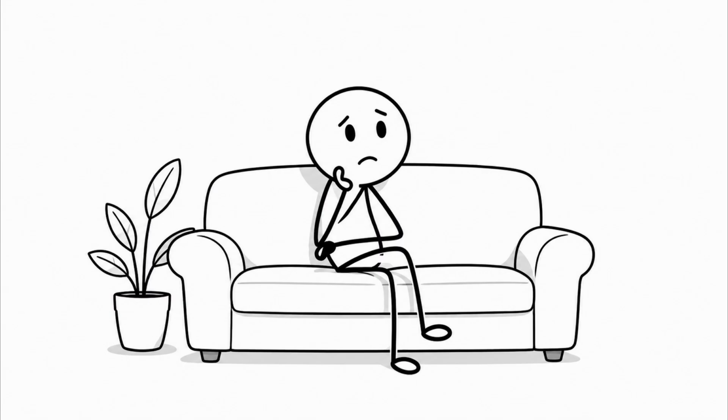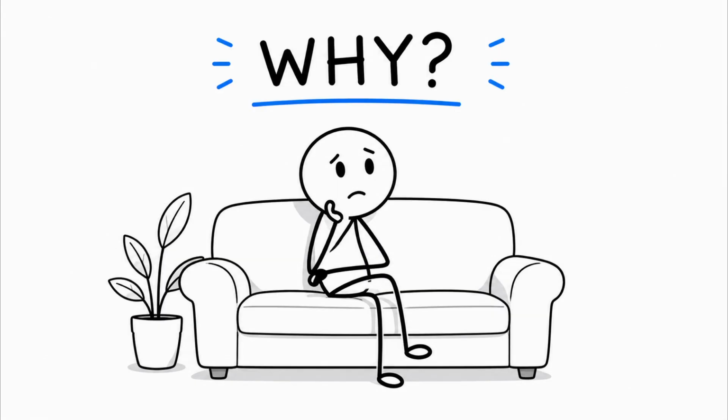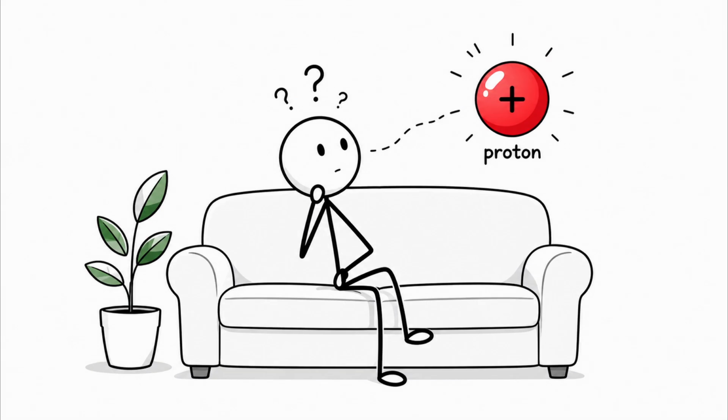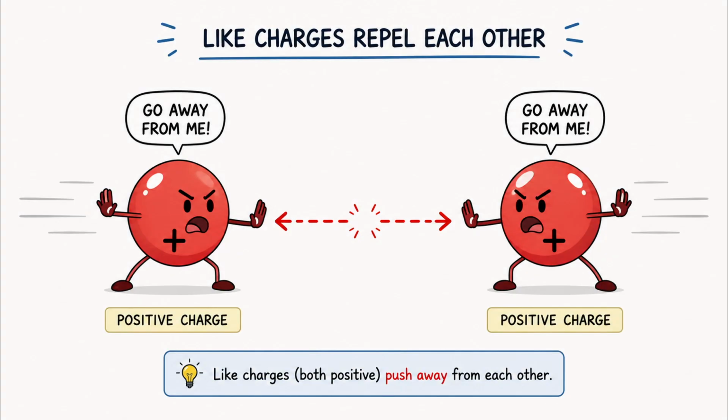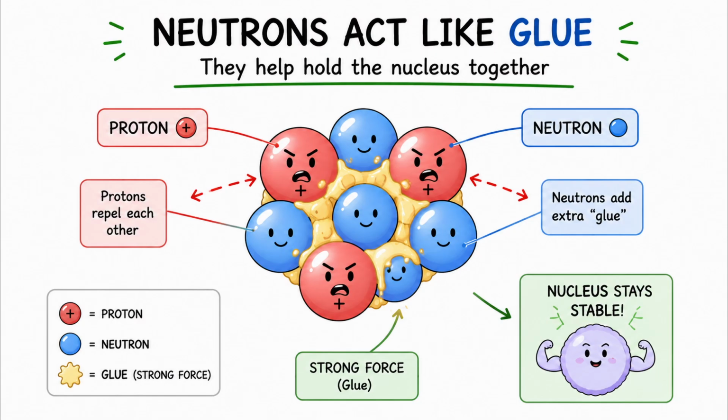Now, you might wonder, why do neutrons even exist? Here's why. Since protons are all positively charged and like charges repel each other, they would naturally push away from one another inside the nucleus. Neutrons act as a stabilizing force, holding the nucleus together by reducing that repulsion.